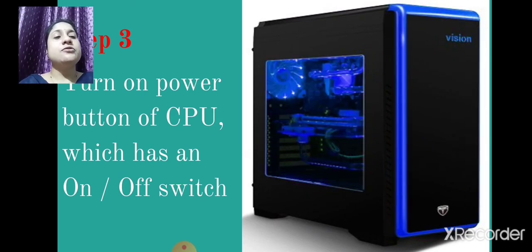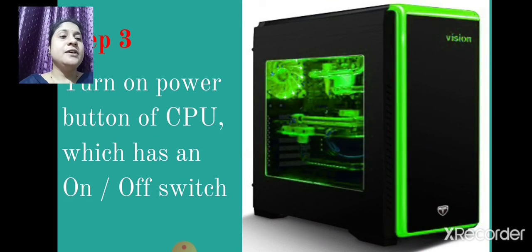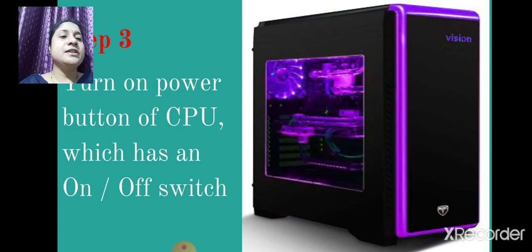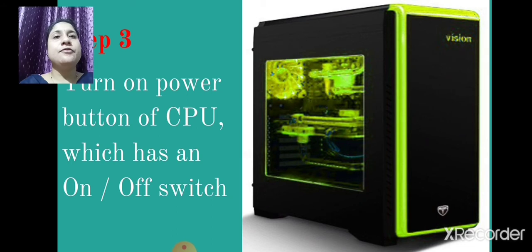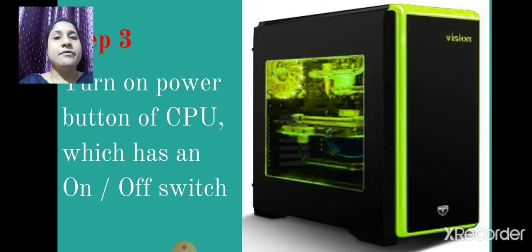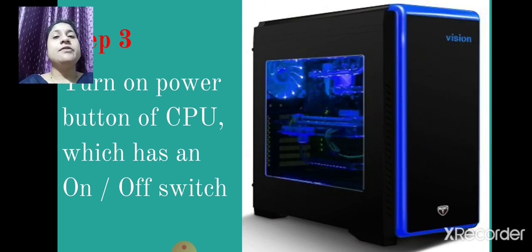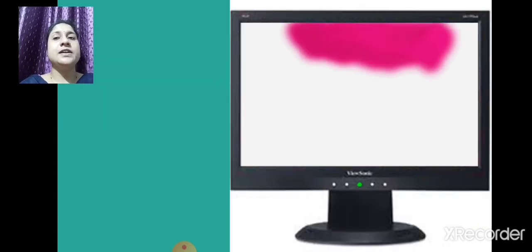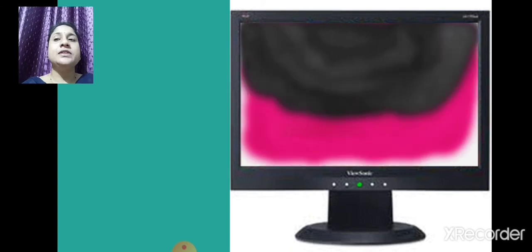The CPU has one button. See there, down below, you can see a silver type, a small button. You have to press that button to turn on our computer. Without that our computer will not turn on. So you have to press that power button so that our computer will turn on. Getting it?